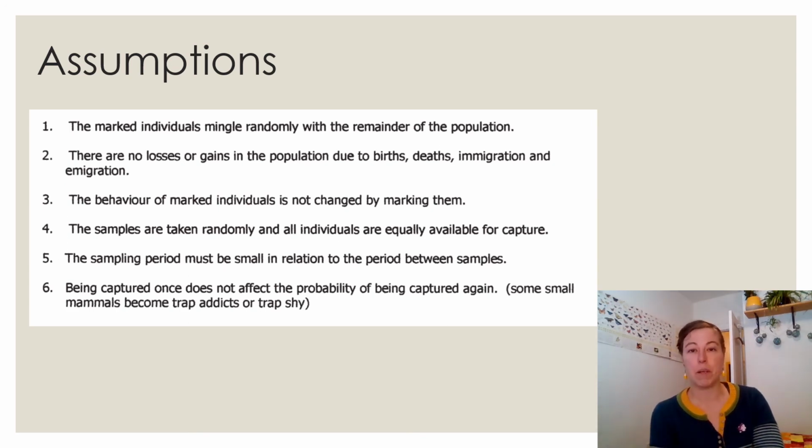A small mammal trap is just a box with food at one end. And some mammals, just getting caught in that box is so traumatizing they will never go back. Other mammals, they're like, hey, free food, and they'll keep coming back again and again and again. So it's hard to do small mammal traps when you get trap addicted or trap shy individuals. So you're assuming when you do your math that you're not having those.